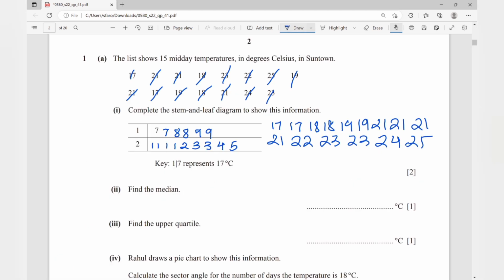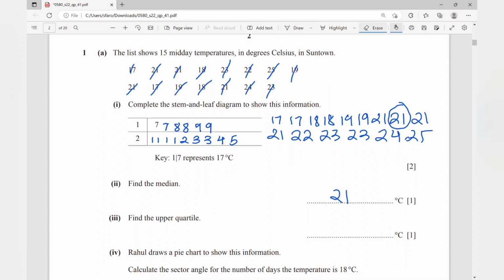Now I have to find the median. Since there are 15 numbers, the median will be the 8th number, with 7 numbers on each side. So you have 1, 2, 3, 4, 5, 6, 7, 8. So 21 is the median, since there are 7 numbers before it and 7 numbers after it. I'll just write 21 over here.